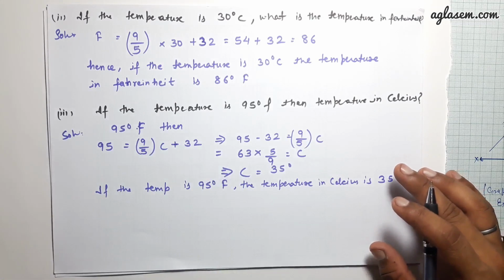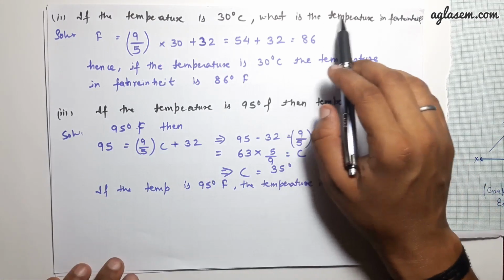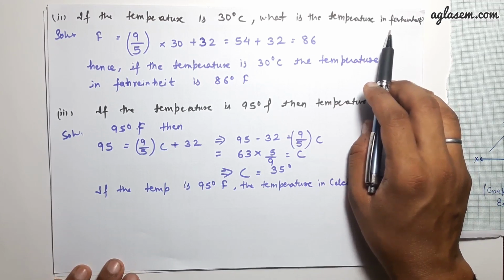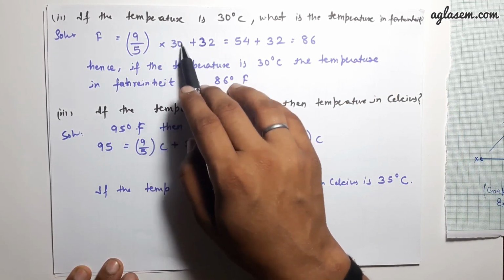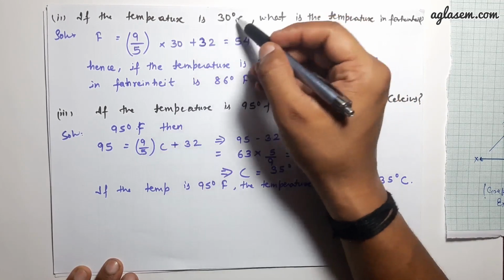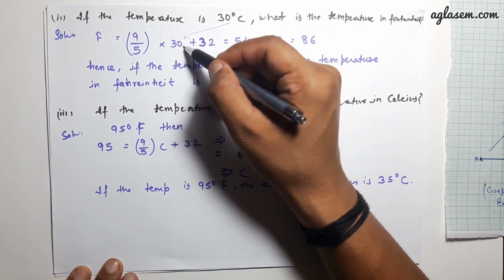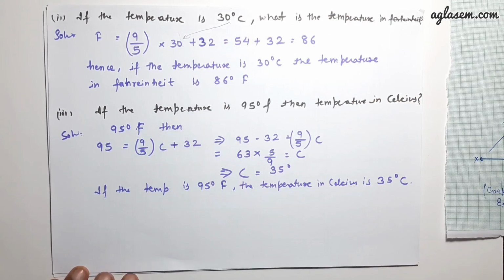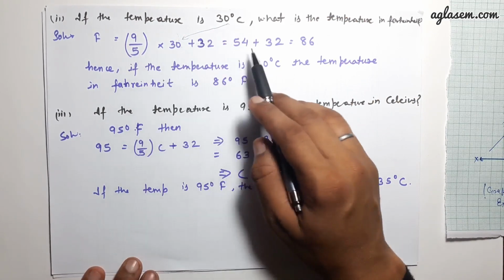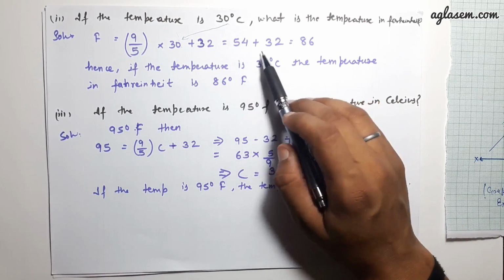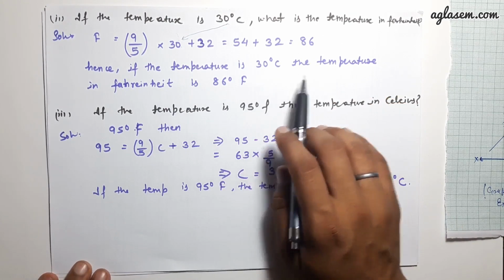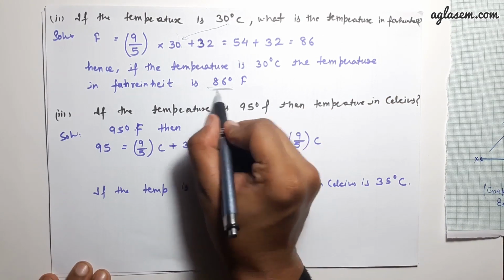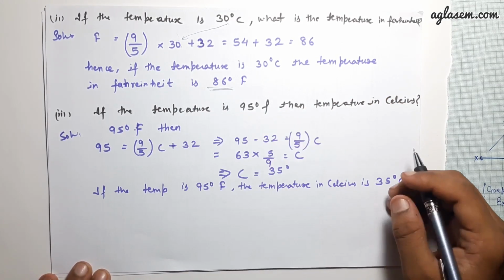And the second part is, if the temperature is 30 degrees Celsius, what is the temperature in Fahrenheit? So F is 9 upon 5 into 30 plus 32, because we are given the temperature as 30 degrees Celsius. So we put 30 in place of C. Fahrenheit is 54 plus 32, which is 86. Hence, if the temperature is 30 degrees Celsius, the temperature in Fahrenheit is 86 degrees Fahrenheit.